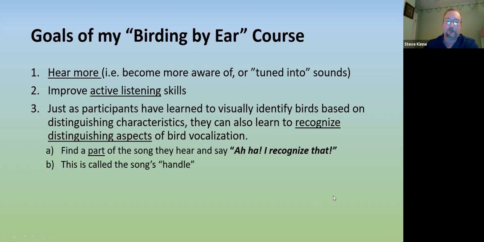And just like the participants have learned in the past to visually identify birds based on certain characteristics, now they get to recognize distinguishing aspects of the bird's vocalizations and can usually identify birds from that. Typically, a lot of times birds have maybe long songs, but there may be a particularly unique portion of that song, something that really stands out, and they'll listen, and all of a sudden they hear that unique part and they say, aha, that I know, it's a so-and-so. And we call that the song's handle.